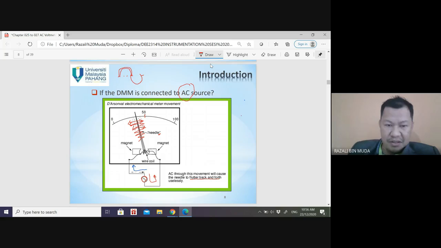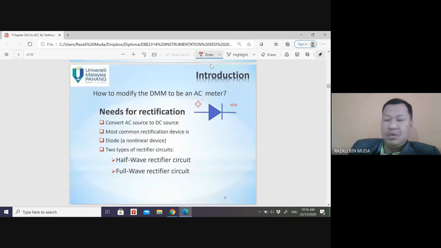Okay. Previous lesson we said that we put the battery here, right? Battery is a DC source. Okay, but if you put AC, then problem. So how do we modify this? How will we solve this problem? How to modify the galvanometer movement to be an AC meter to measure AC voltage or AC current? So it needs rectification. So we need to rectify the AC signal.